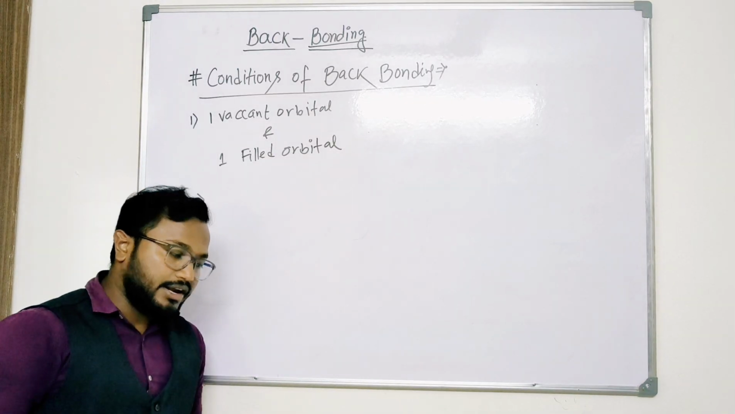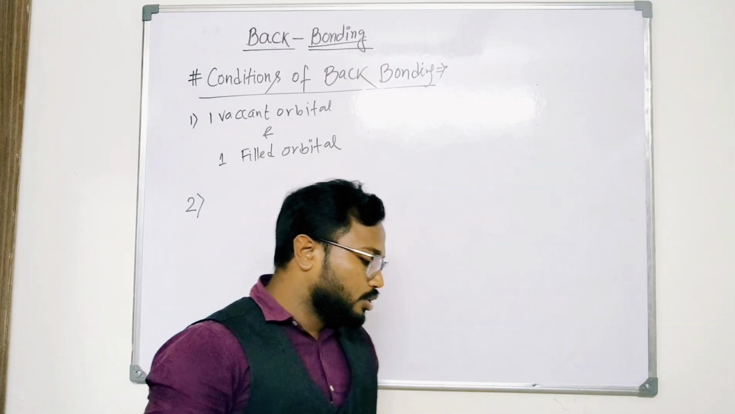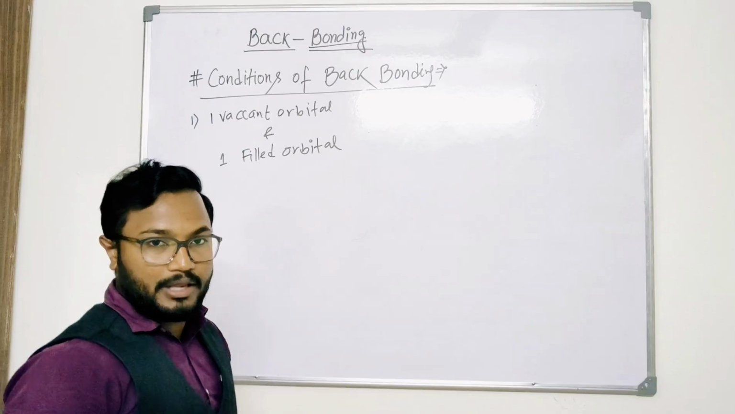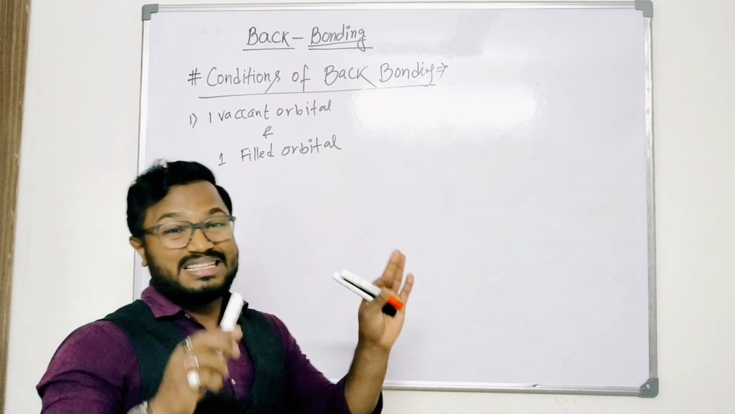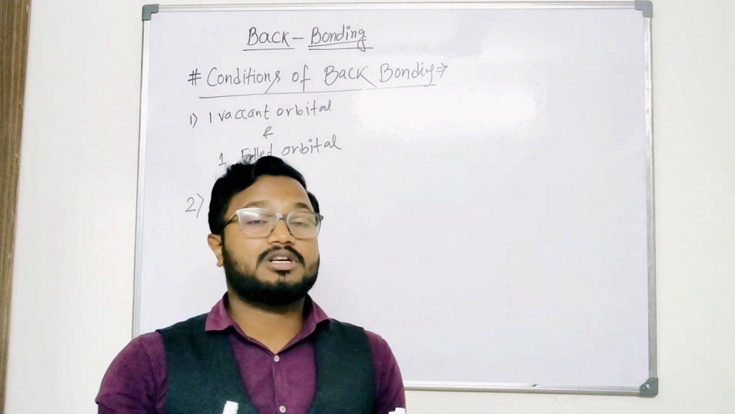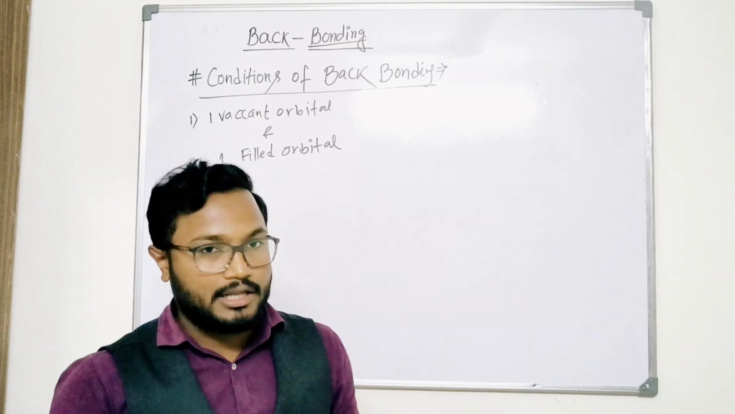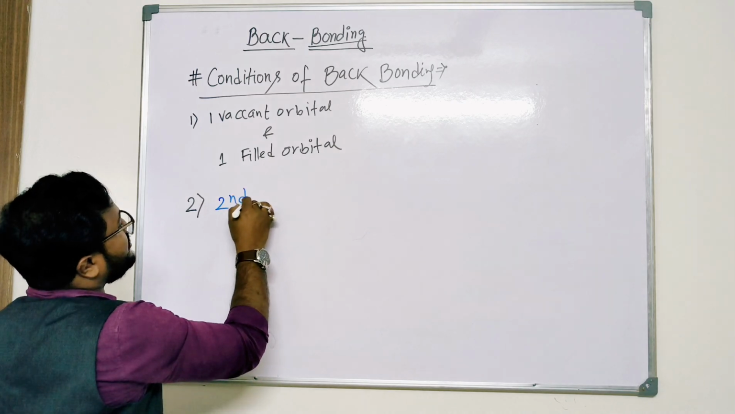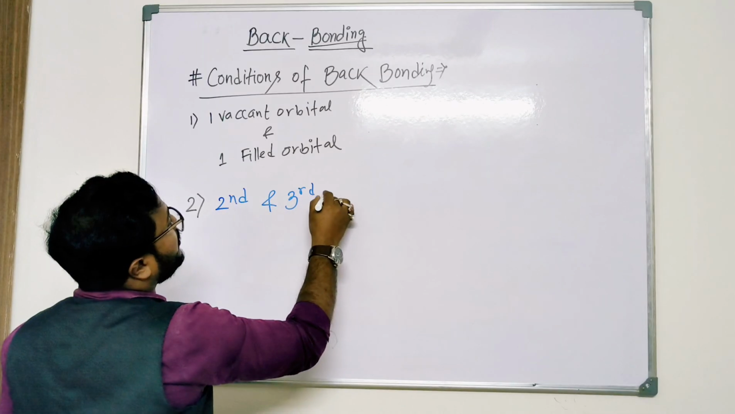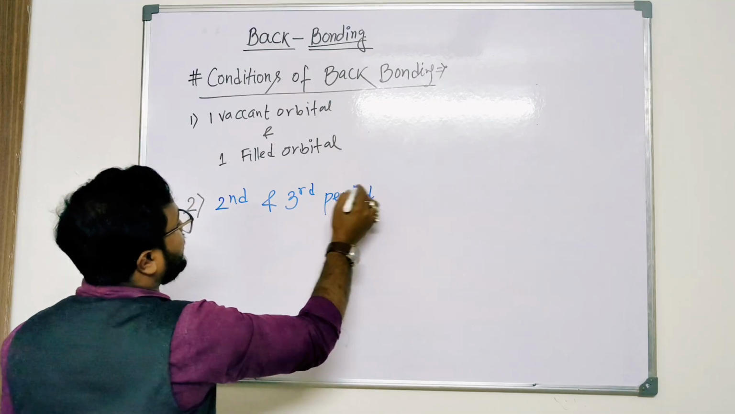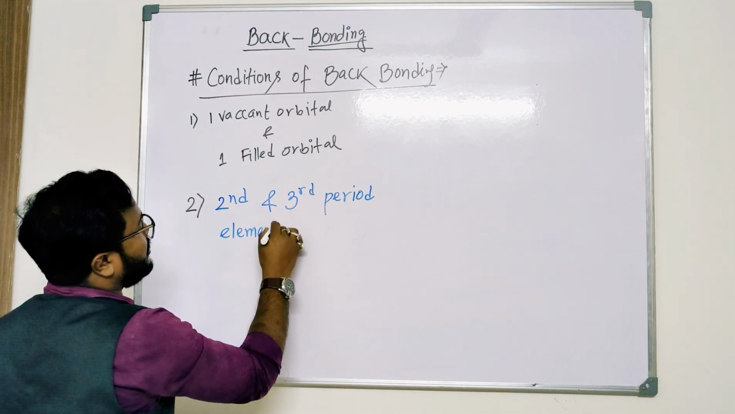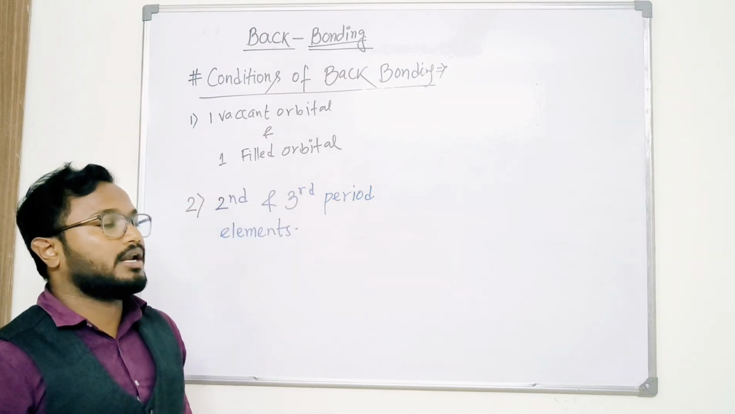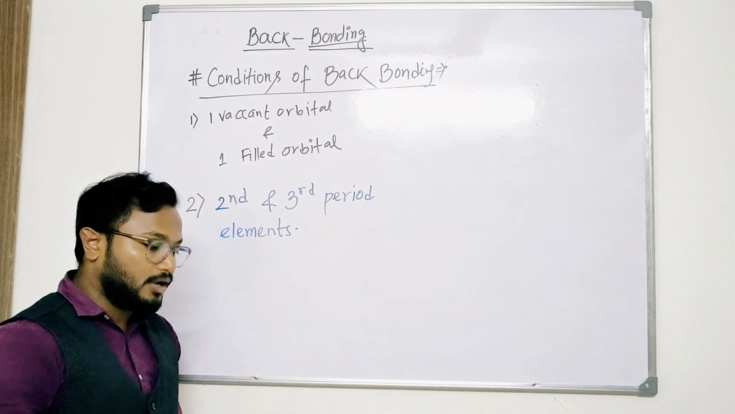What is the second requirement? One atom should be of second period and another atom should be of third period, because we know it is observed in between second and third period elements, not in any other element. So the requirement is second and third period elements. If the elements are in second or third period, then back bonding is observed.